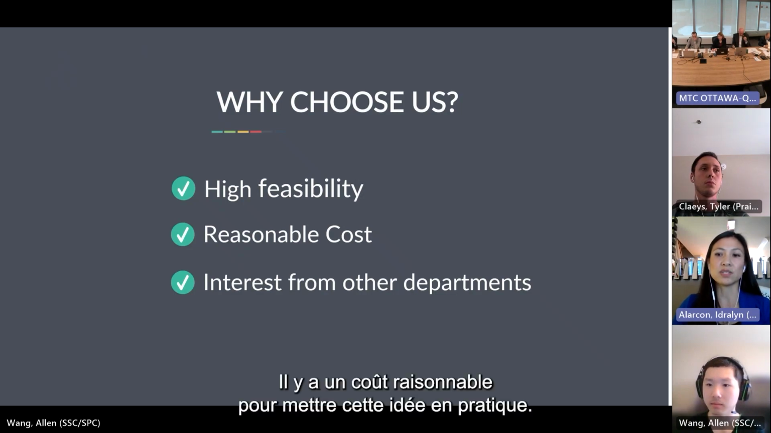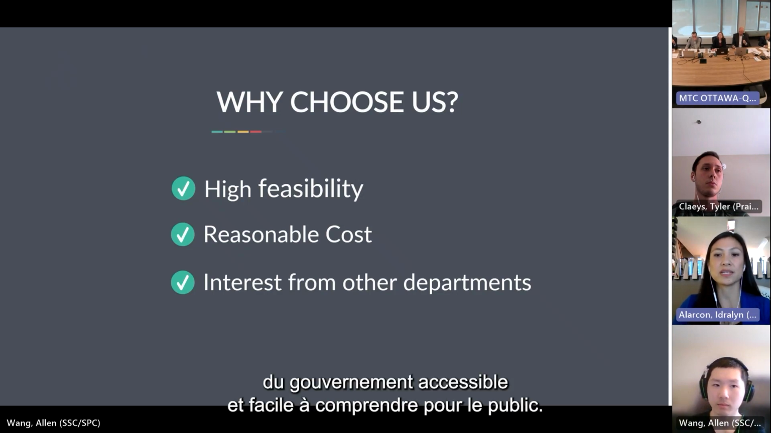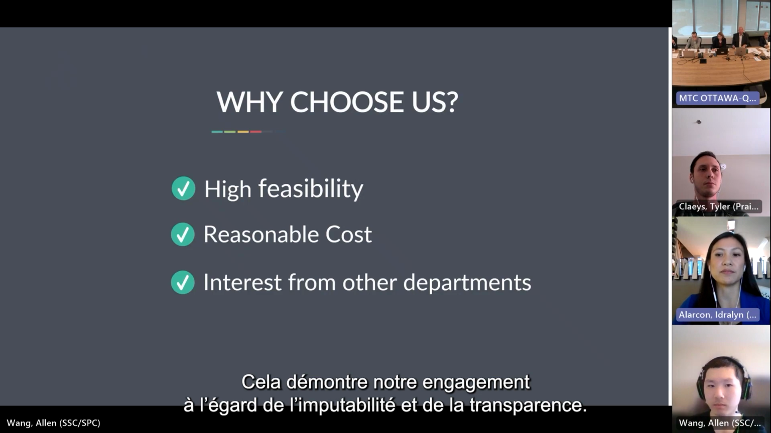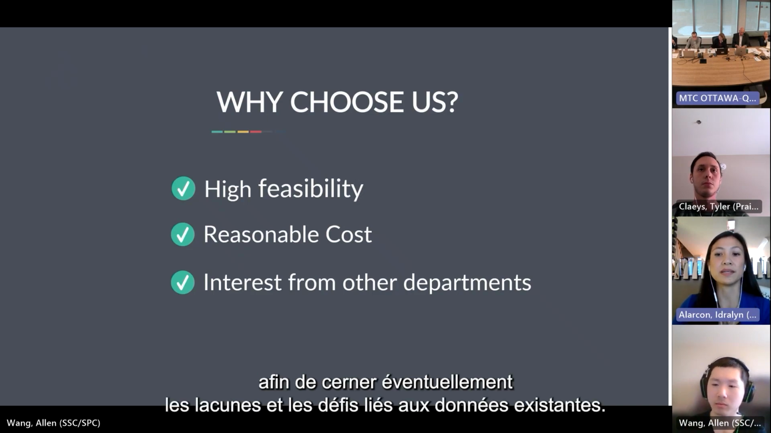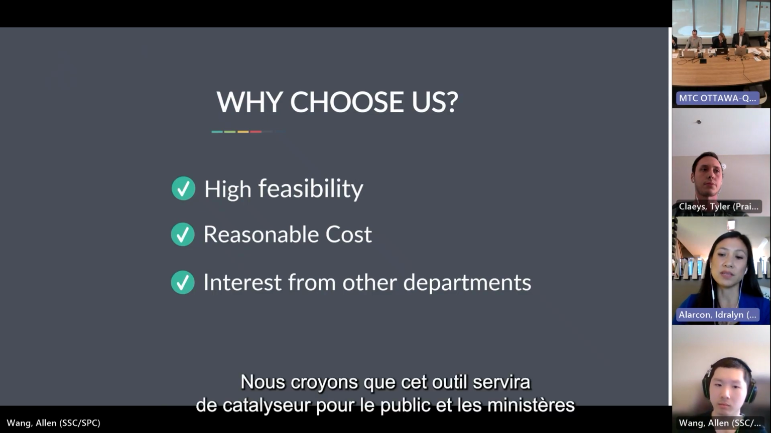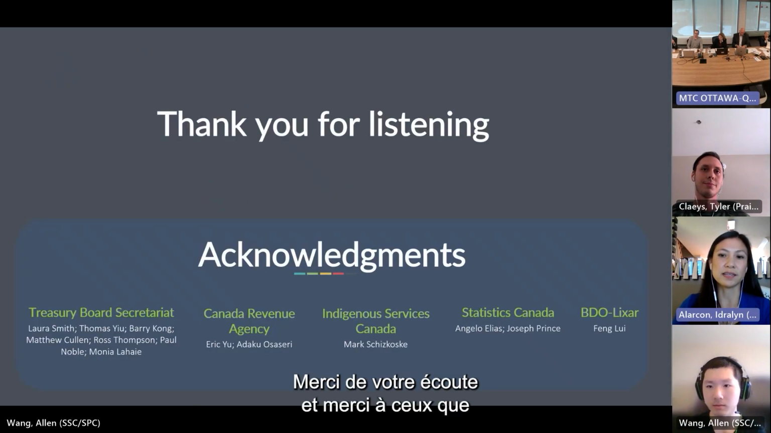There's reasonable cost to bring this idea to practice. This makes key government information accessible and easy to understand for the public. This demonstrates our commitment to accountability and transparency. There is also value in better informing policy makers for possibly identifying gaps and challenges with existing data. We believe this tool will serve as a catalyst for the public and departments to connect, experiment, and transform data into insight.